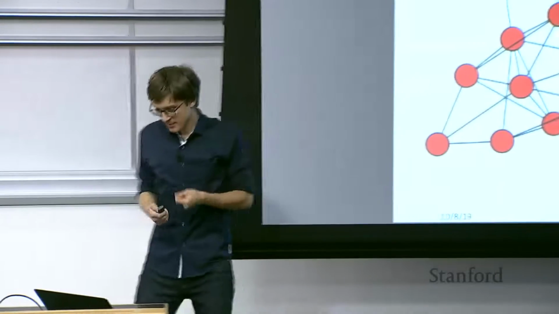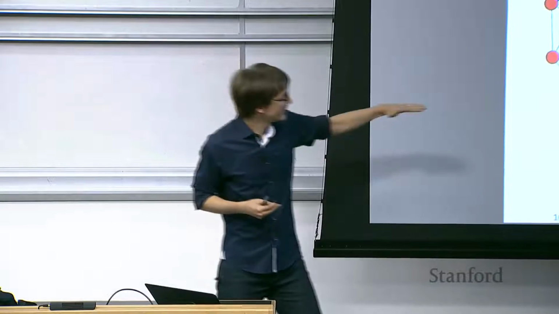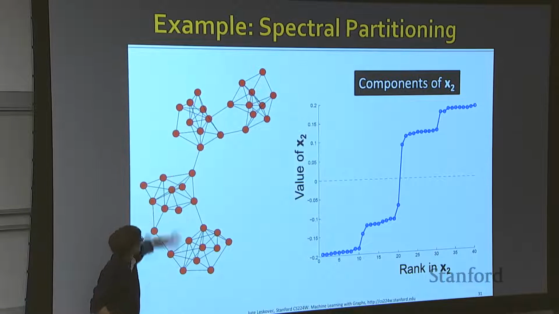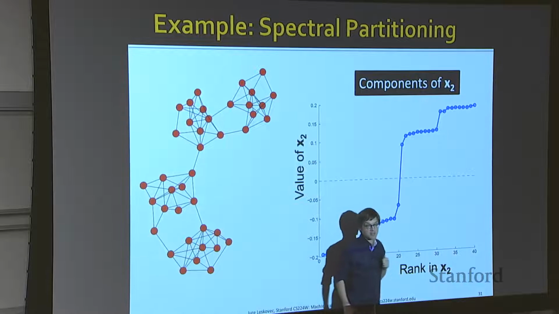And then somebody was asking me, what if I have 4 clusters? Here is an example of a graph, and its corresponding second eigenvector, right? So here I have kind of 4 clusters, and notice how I get these 4 stairs.